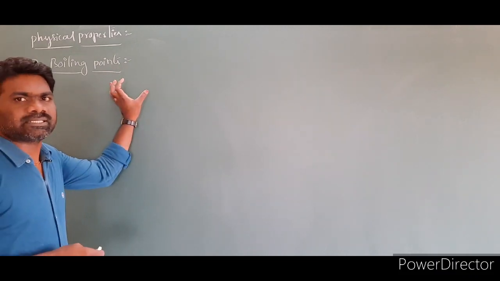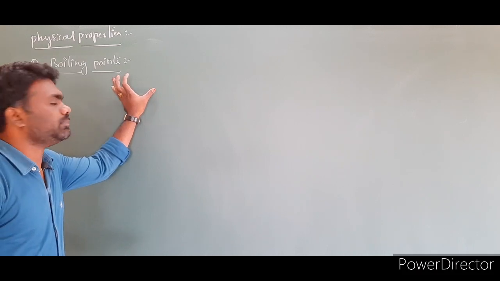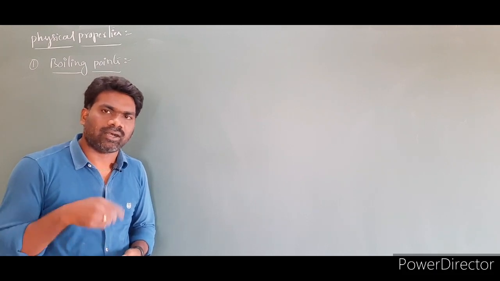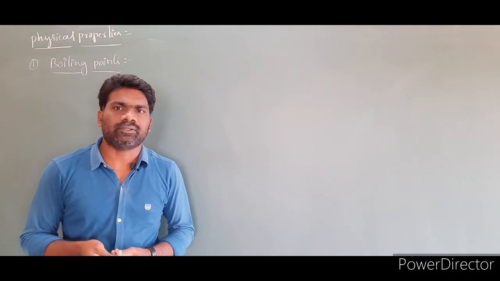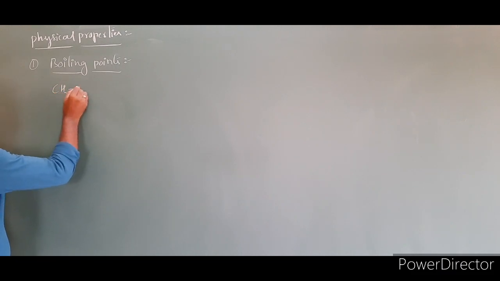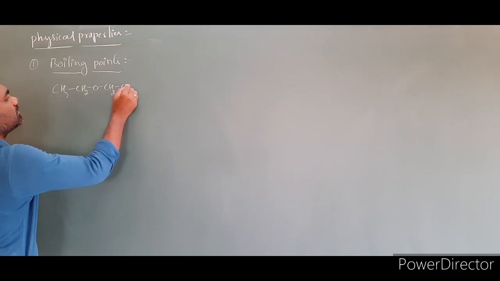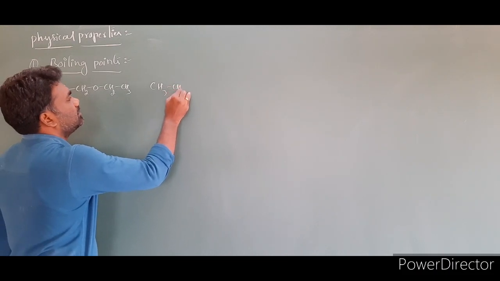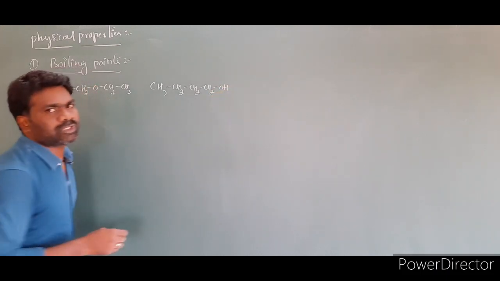Boiling points of ethers are less than the boiling points of alcohols of comparable molecular masses. This is mainly due to the absence of intermolecular hydrogen bonding in ethers, or the presence of intermolecular hydrogen bonding in alcohols. What is the meaning of this statement? Let us understand by taking an example. I am taking an ether, CH3CH2OCH2CH3, so diethyl ether I took. I am taking the alcohol CH3CH2CH2CH2OH. So these both are isomers.